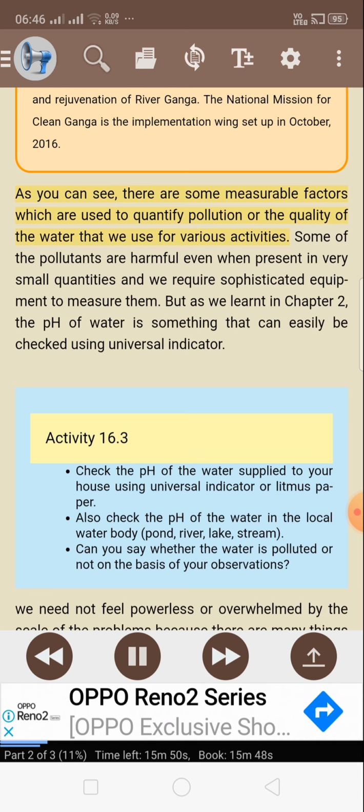As you can see, there are some measurable factors which are used to quantify pollution or the quality of the water that we use for various activities. Some of the pollutants are harmful even when present in very small quantities and we require sophisticated equipment to measure them. But as we learnt in Chapter 2, the pH of water is something that can easily be checked using universal indicator.